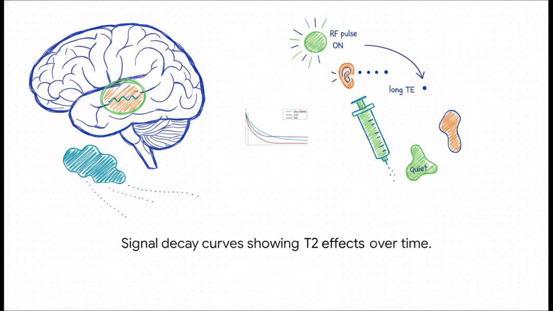And you'll see that the signal of all the tissue starts decaying the very moment that RF pulse is turned off. We call this T2 decay. Fat stops ringing very quickly, but watery fluids like cerebrospinal fluid keep ringing for a long time.